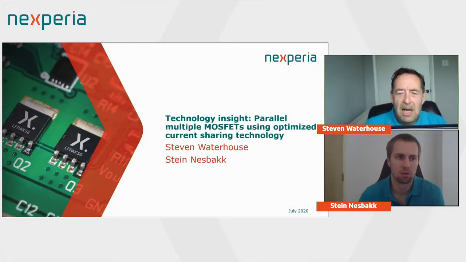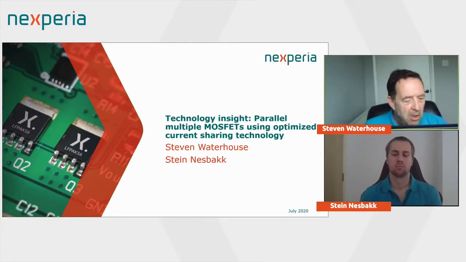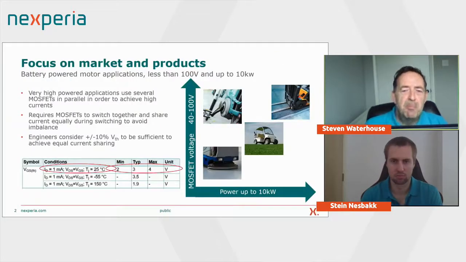Hi. So this session is on parallel use of multiple MOSFETs. Usually when MOSFETs are connected in parallel, you want them to share current. The type of markets and products where this is applicable, you can see there the MOSFET voltage is normally in the range of 40 to 100 volts, and again, power up to 10 kilowatts.